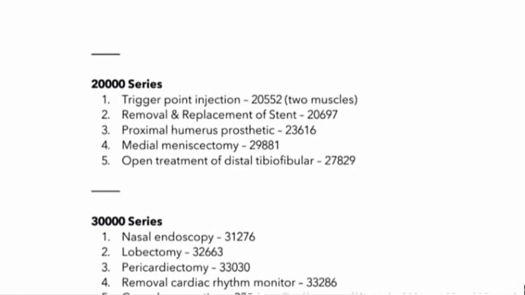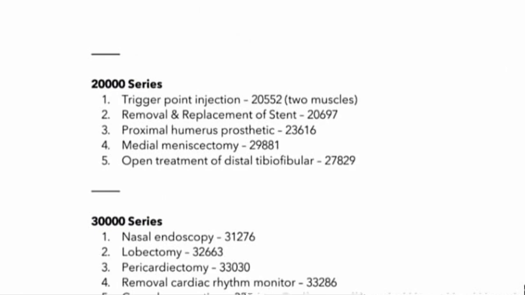Then let me check the 20K series. The first question is trigger point injection, 20552. In our question they are asking about two muscles, that is why the code is 20552, trigger point injection. And the second question is removal and replacement of stent. Removal and also replacement done, of stent.